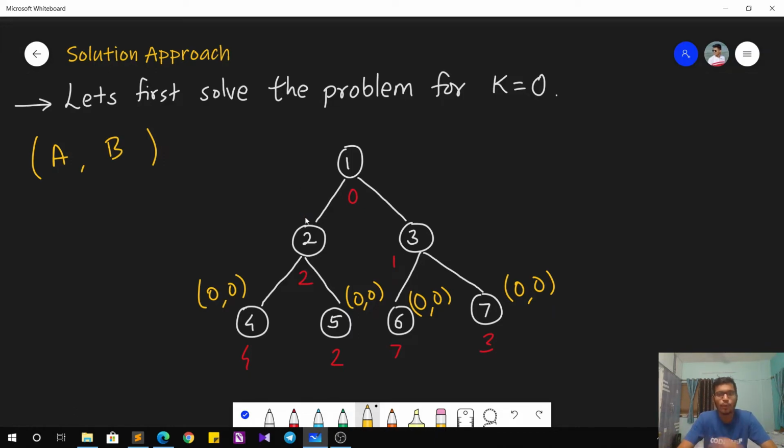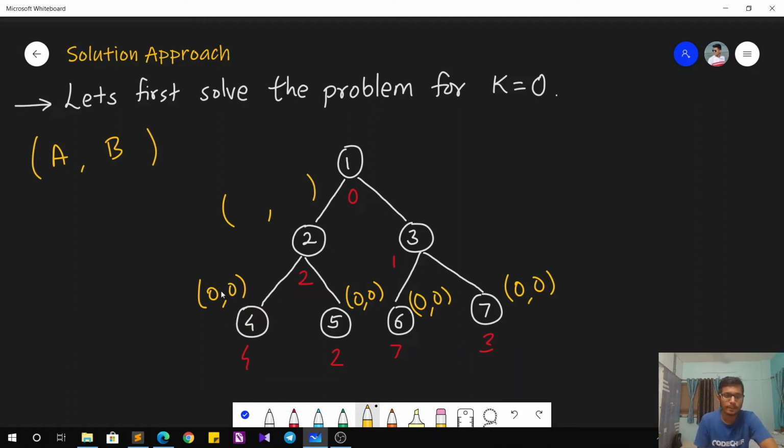For node number 2, what if Alice begins the game at node number 2? Remember, Alice's objective is to minimize the score of the game. So definitely from node number 2, she will go to those children where their score plus their own value, the score if the game had begun at that particular child node plus their value, is minimum possible.